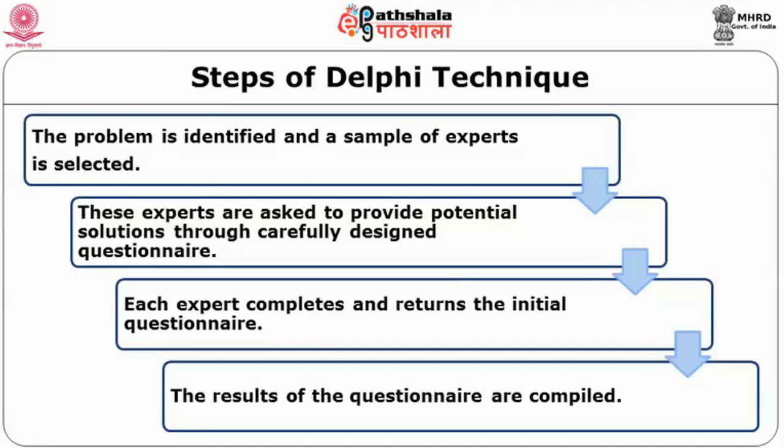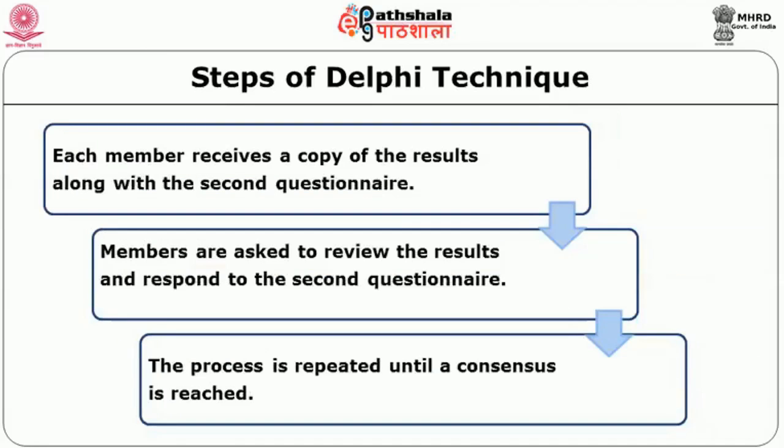Each expert completes and returns the initial questionnaire. The results of the questionnaires are compiled. Each member receives a copy of the questionnaire, a copy of the results along with the second questionnaire. Members are asked to review the results and respond to the second questionnaire. The process is repeated until a consensus is reached.